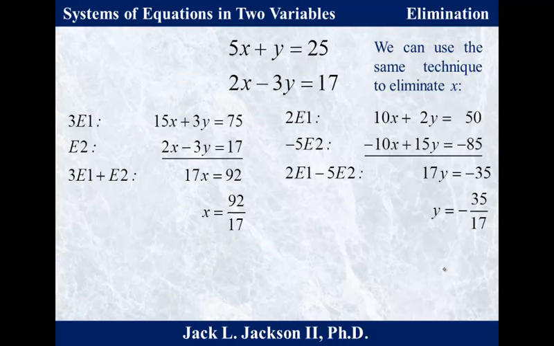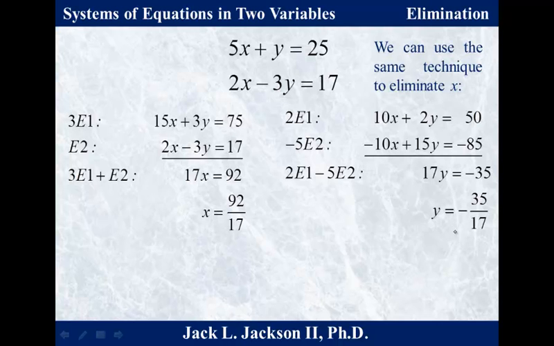So what does that give us for the rest of the equation? Well, if I multiply the 5 by 2, I've got to multiply that whole equation by 2, both sides of the equation, and distribute on the left. So basically multiplying each term by 2. So I get 10x plus 2y equals 50. And when I multiply negative 5 times equation 2, I get negative 10x plus 15y equals negative 85. This time when I add them together, the x's cancel and the y's add up to 17y, and the constants are negative 35, and so y equals negative 35 over 17.